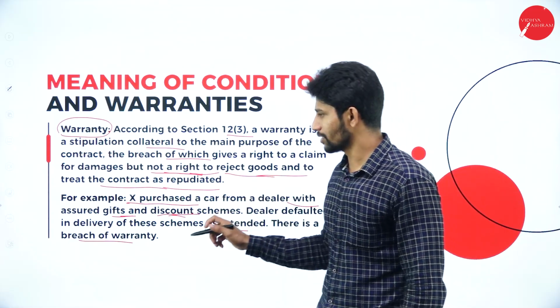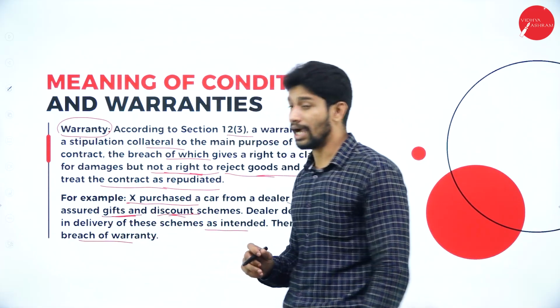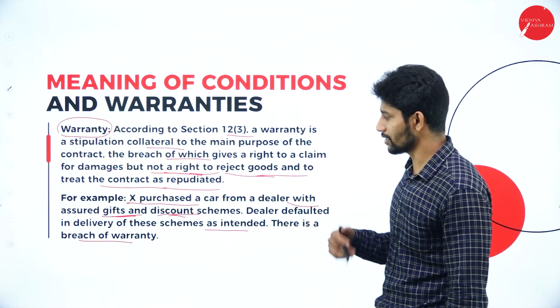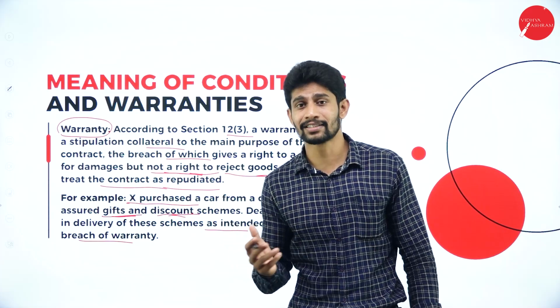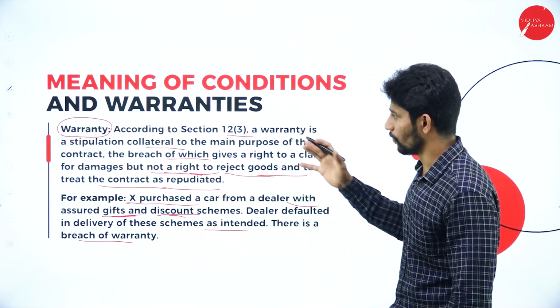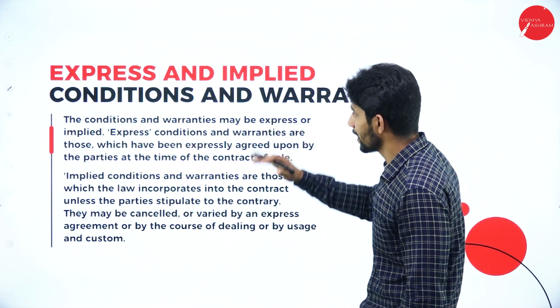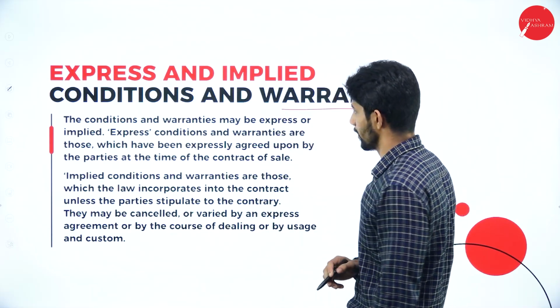So for that, what can they do? They can ask for the gifts and discounts, but they can't reject the goods. That is called warranty. Moving further, express and implied conditions and warranties.